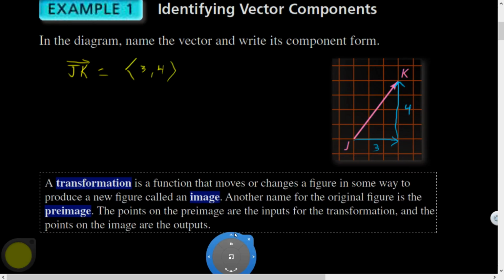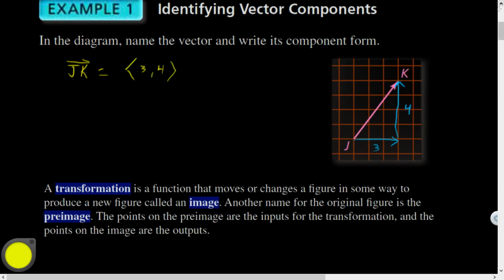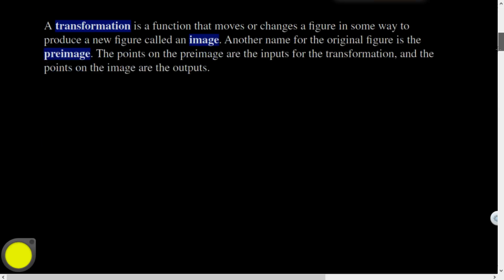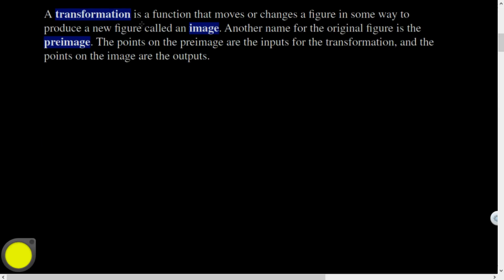A transformation is a function that moves or changes a figure in some way to produce a new figure called an image. Another name for the original figure is called the pre-image. The prefix pre is something your English department could tell you about, perhaps. The points on the pre-image are the inputs for the transformation, and the points on the image are the outputs.